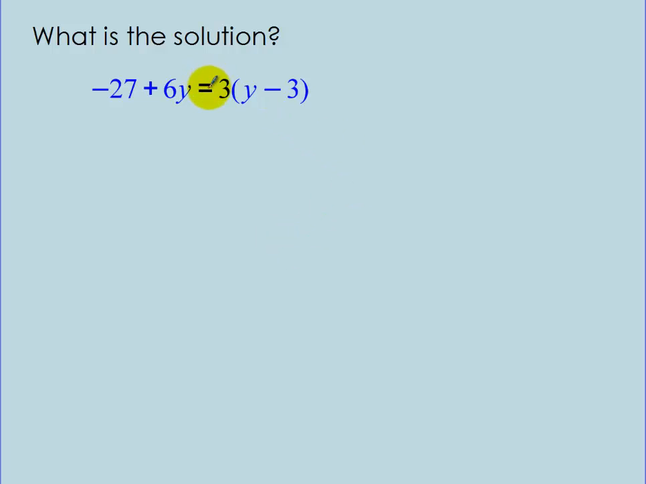The first thing I want to do is deal with these parentheses, 3 times a quantity here. I want to distribute that 3 first. Distributing that 3 is going to get 3y minus 9. This is negative 27 plus 6y. So you're distributing that 3 first.